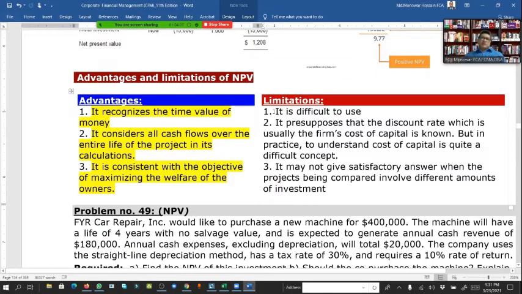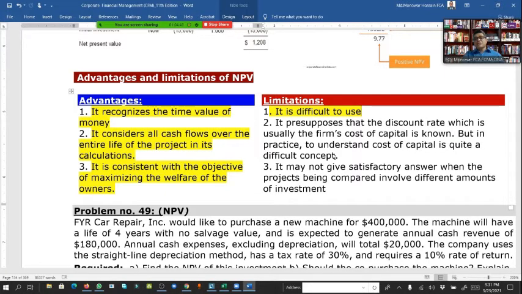It is difficult to use. It is not as easy as accounting rate of return or payback period or discounted payback period. It is sometimes difficult, and it presumes that the discount rate, which is usually the firm's cost of capital, is known, but is that practical? Understanding cost of capital is a difficult concept. So which factor should we take for the discounting factor? Is it the cost of capital or something else? So the question is whether that rate is accurate or not.